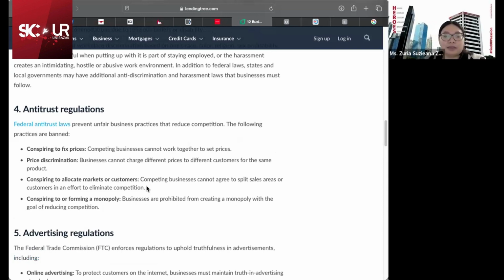Conspiring to allocate markets to customers. So a lot of things fall under antitrust regulation, or competition regulation lah.